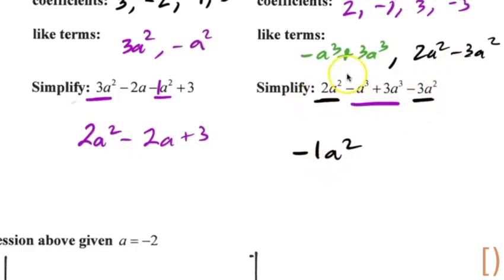Over here, -1 and 3, different signs, so you subtract. 3 minus 1 is 2. Which one's bigger? The positive was. So positive 2a cubed. So we have that, and that's our answer.